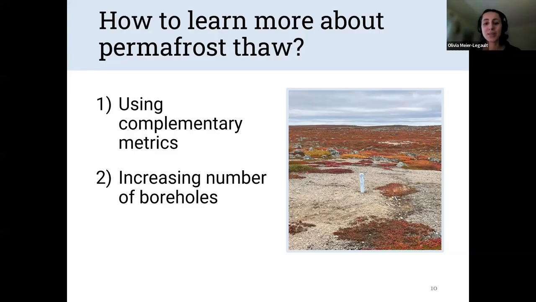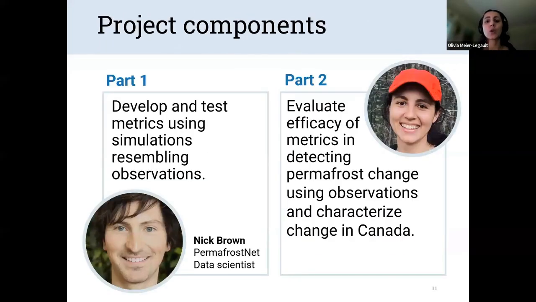So before I get into the nitty-gritty of this project and what I've been working on, I want to talk to you generally about how this project was conceived. This master's project is part of theme 2 of PermafrostNet, which is to do with monitoring of permafrost change. It was initially proposed as a PhD project, and then later was split into 2 parts.